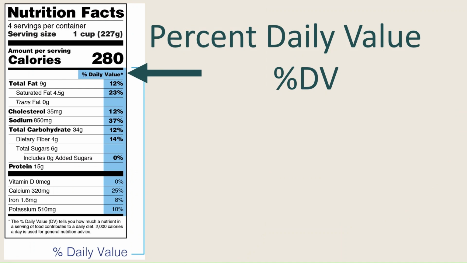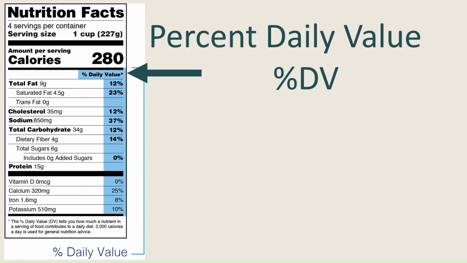So the percent daily value shows you how much of a nutrient that one serving of the food contributes to your total diet. Now, the percent daily value is not individualized. Some people may need more or less than the amount used on the label. And the percent daily value for carbohydrate, protein, fat, fiber, and cholesterol is based on 2,000 calories a day. And you might need more or less than 2,000 calories a day.